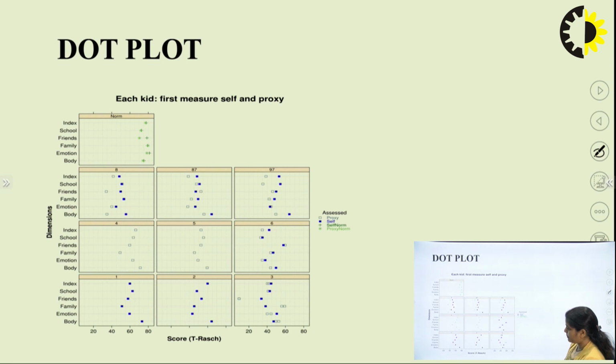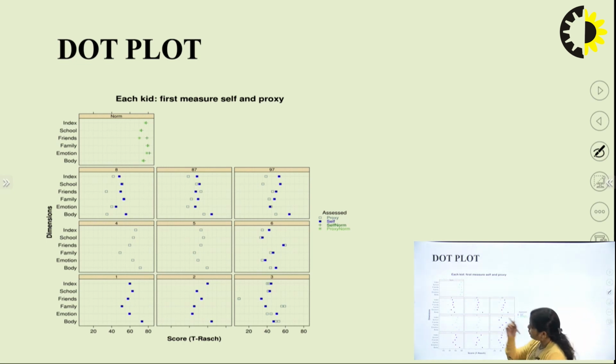This is the pictorial representation. Here we have some symbolic representations like squares, plus signs and asterisks. The simple squares are known as the proxies. The squares filled with blue color are known as self. The plus symbol is known as self norm and the asterisk symbol is known as the proxy norm. Each kid has the first measure, self, and the proxy measures.